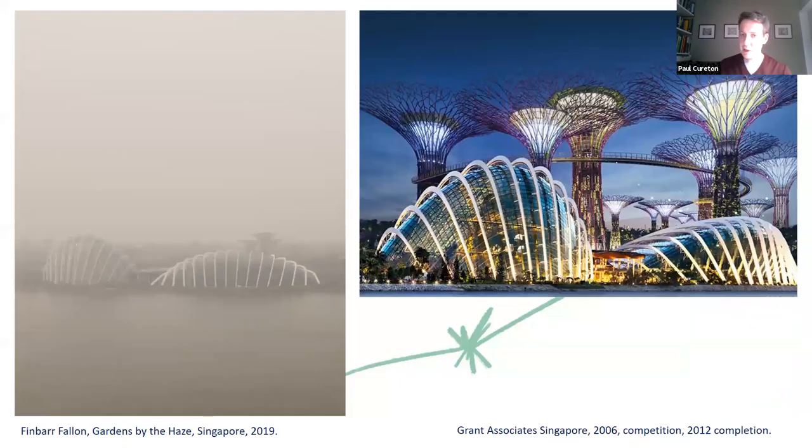Again, to look at our visualizations, I love Grant Associates' work, Gardens by the Bay, iconic scheme, beautiful visualization. It's got everything. It's got the neon jazz. It's got wonderful color scheme, purples, yellows, blues, beautiful visualizations. But this is the reality on the left, which Finbar calls Gardens by the Haze.